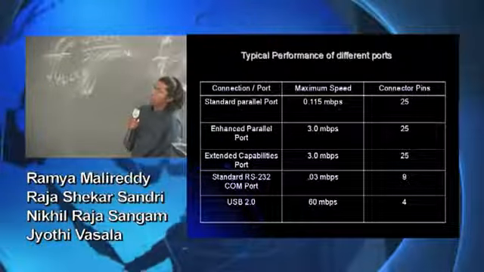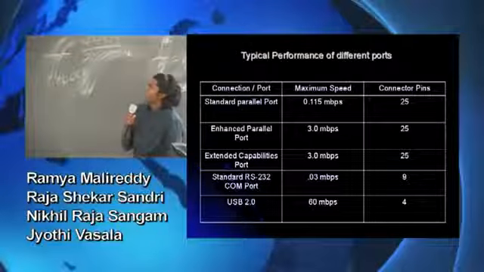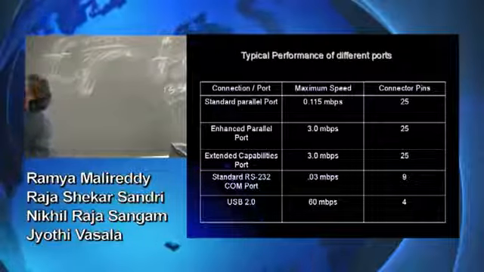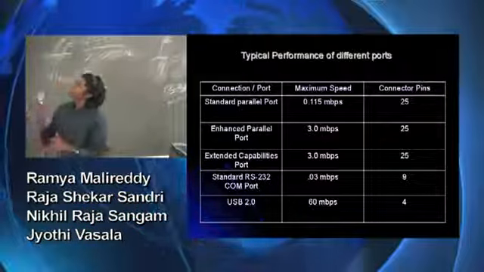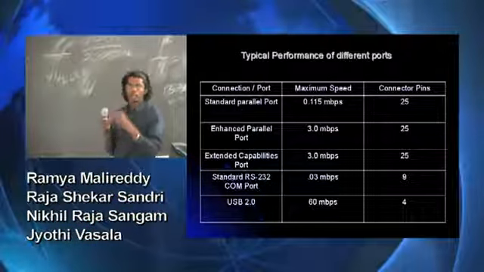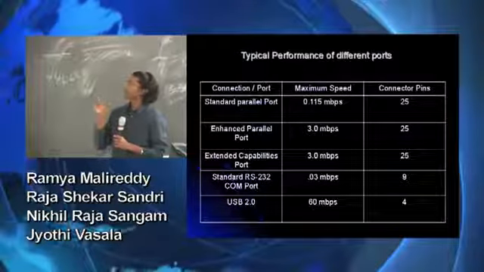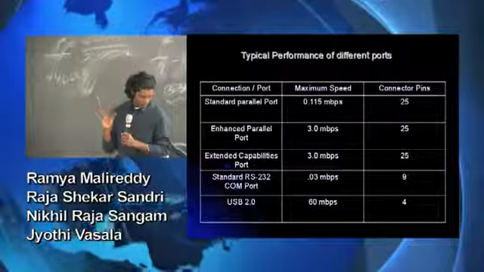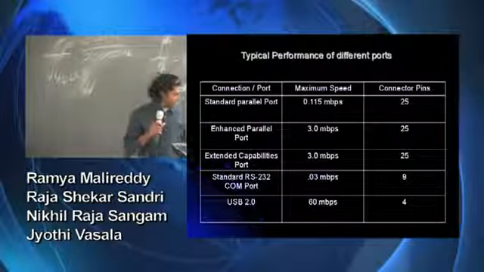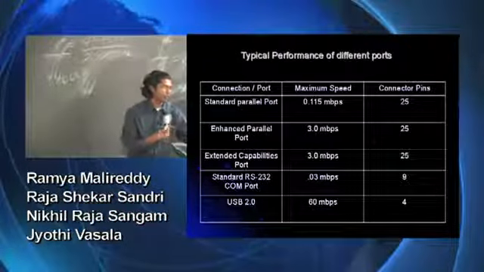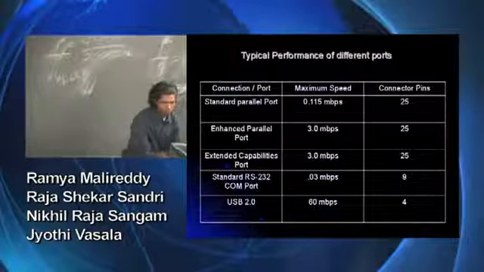And this is the typical performance of the different ports. Apart from the serial ports or anything, this is the USB port, which has the maximum speed, and the pins connected to it are 4 pins. Apart from the standard parallel port that we had way back with 25 pins, it was this much big. And that's it from my part, and the advantages and disadvantages will be done by Nikhil.